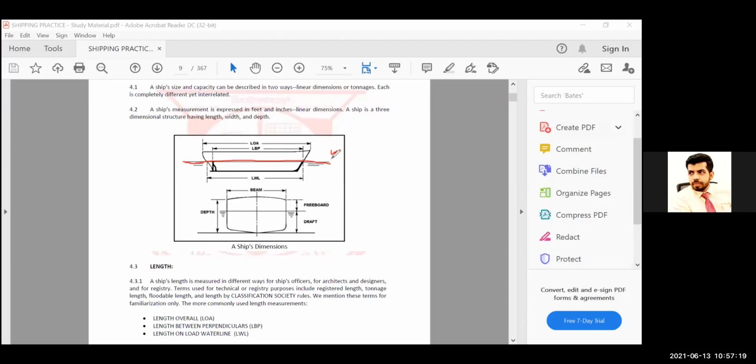Okay. So here you can see I have put in red color a water line. The part of a vessel that is submerged.